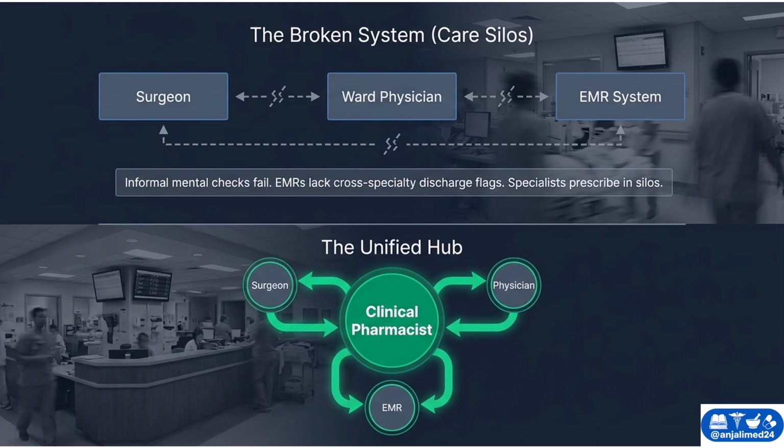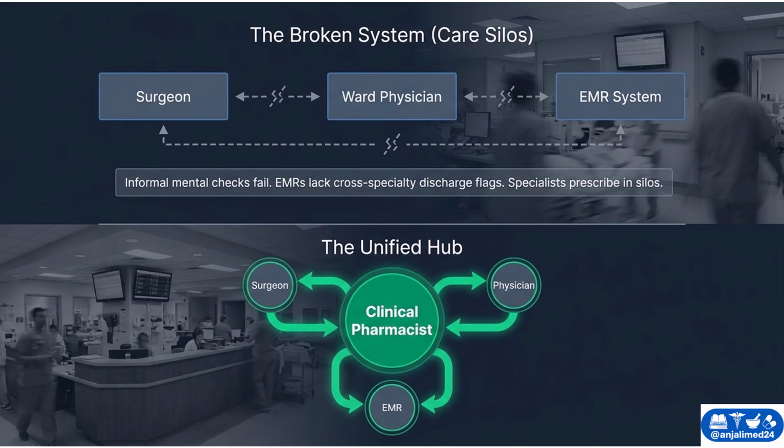In many hospitals, the surgeon, ward physician, and electronic medical record system operate independently rather than collaborating. Each team focuses on its own priorities. The surgeon concentrates on procedural recovery. The ward physician manages the acute medical stabilization. The electronic medical record stores data, and it often lacks intelligent cross-specialty medication alerts. As a result, critical medication decisions become disconnected.